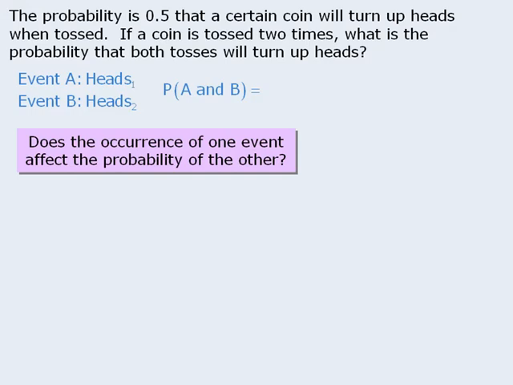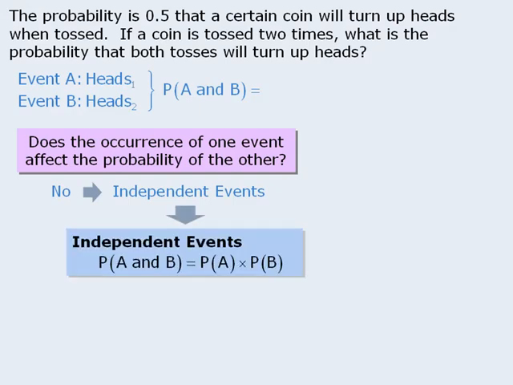So we'll ask the question, does the occurrence of one event affect the probability of the other event? In other words, if we get a heads on the first toss, will this affect the probability of getting a heads on the second toss? The answer to this is no. The outcome of the first toss has no effect on the outcome of the second toss, so we can say that the two events are independent. And if the two events are independent, we can apply the following formula.